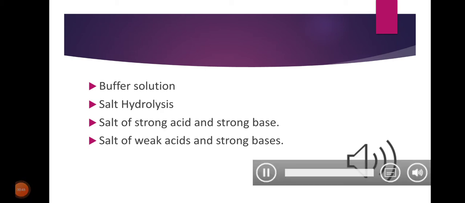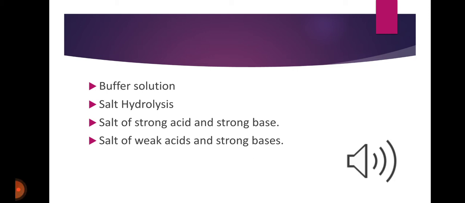In today's class we are discussing buffer solution, in that acidic buffer and basic buffer, and what is buffer index. We will also discuss salt hydrolysis: hydrolysis of salt of strong acid and strong base, and then hydrolysis of salt of weak acid and strong base.